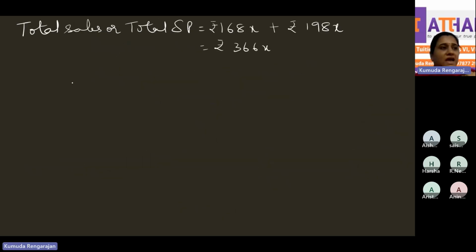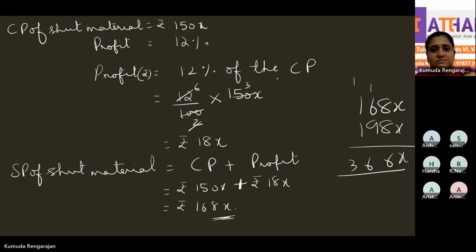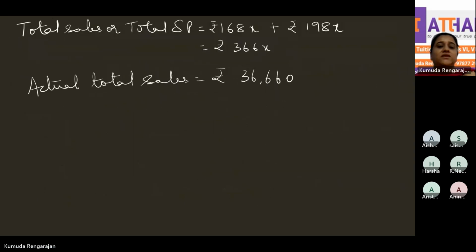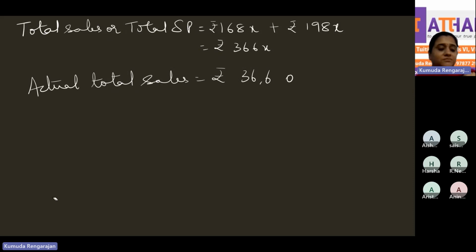But what is the total sales actually? Actual total sales is equal to rupees 36,600. Correct? 36,600. So these two are equal. Clearly, this one is equal to this one.